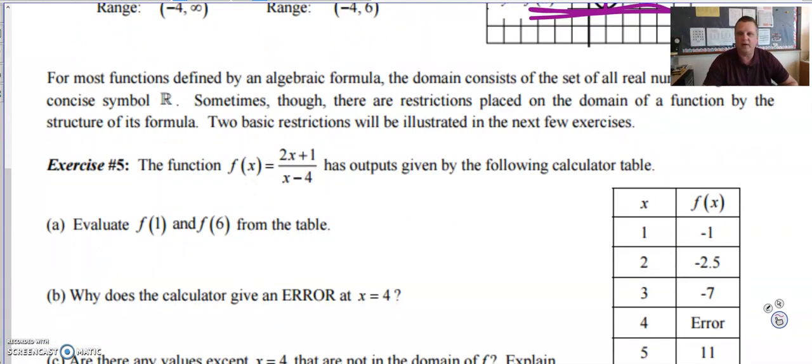Most functions aside, if it's all real numbers, the symbol is an R. I will write it over here, like that. That means all real numbers for me.